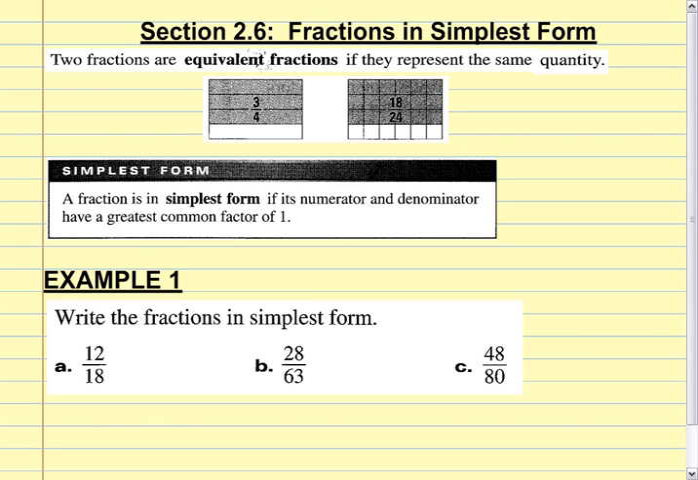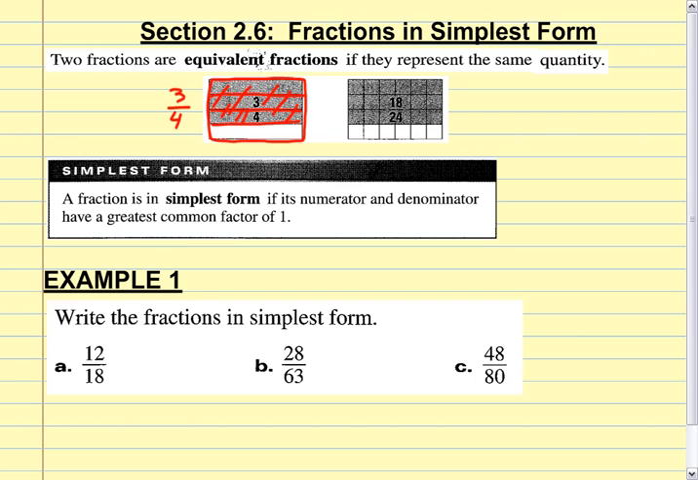That's right. Okay. Two fractions are equivalent fractions. That means they're the same. They're equal to each other, equivalent, if they represent the same quantity. And I put this little picture in here. Do you see that this little rectangle is divided into 4 parts, and 3 of them are shaded? You agree? So this is 3 out of 4.